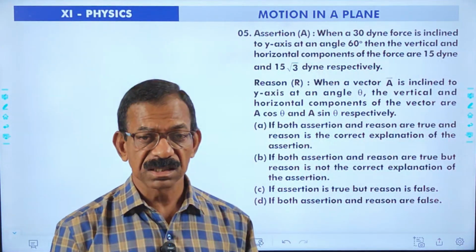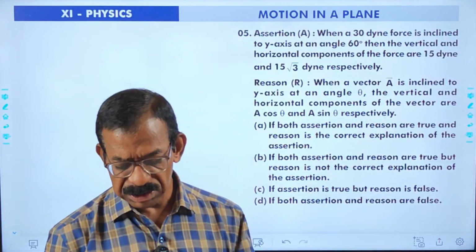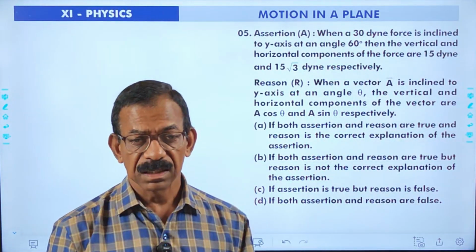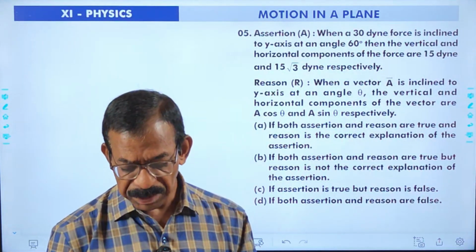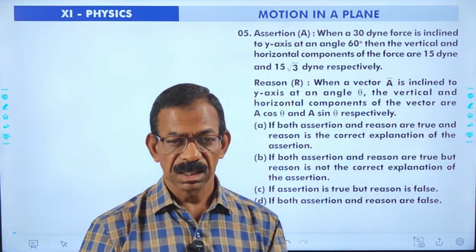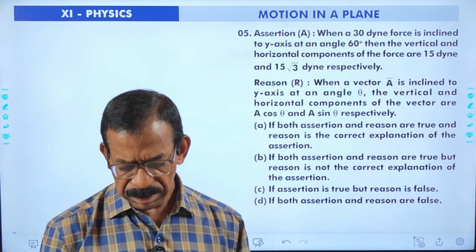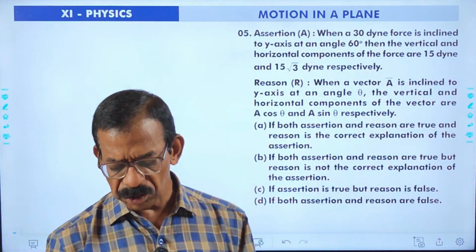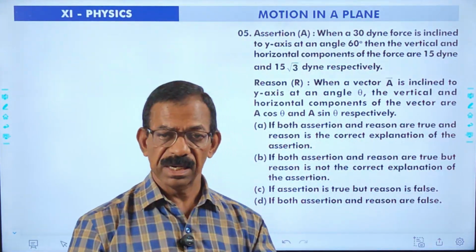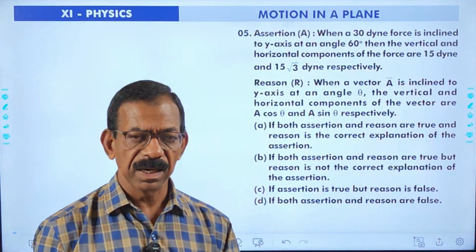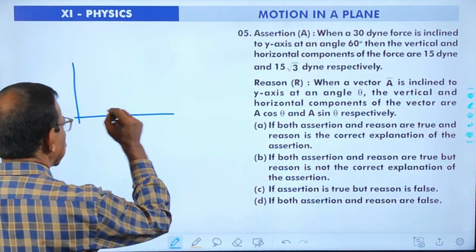This is another type, assertion reason type question. Assertion is given as: when a 30 dyne force is inclined to y-axis at 60 degree, then vertical and horizontal components of force are 15 dyne and 15 root 3 dyne respectively. That's the assertion. As a reason it is said that when a vector A is inclined to y-axis at an angle theta, vertical and horizontal components are A cos theta and A sin theta. The reason is correct. If it is inclined at an angle theta with the y-axis, I may represent it like this. A vector may be represented like this.